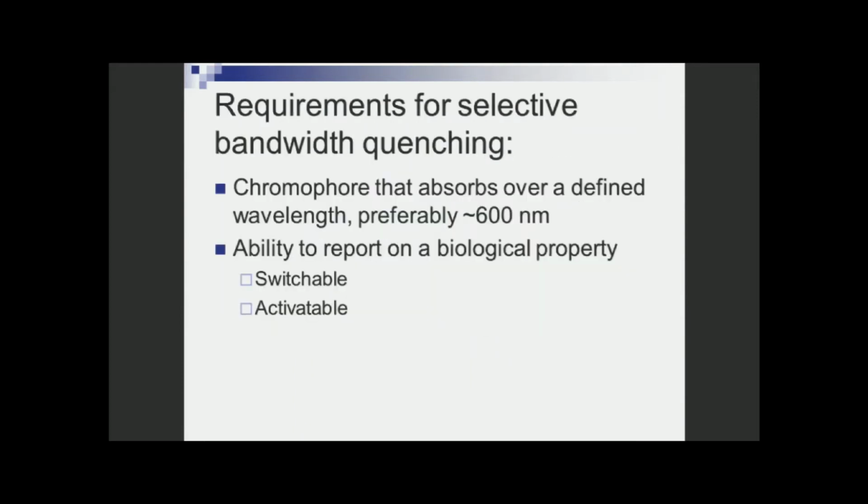In the particular case of what we want to do, the requirements for selective bandwidth quenching are as follows. We need a chromophore that absorbs over a defined wavelength. We want that wavelength to be around 600 nanometers because we want it to be as close to the near infrared as possible, yet still have enough photon emission that we can see the photons being emitted. And then that chromophore also has to have the ability to report on a specific biological property, and that probe should be either activatable or it should be switchable.